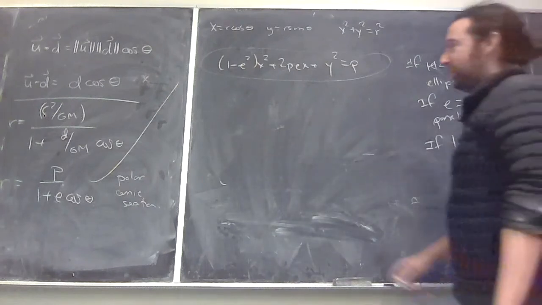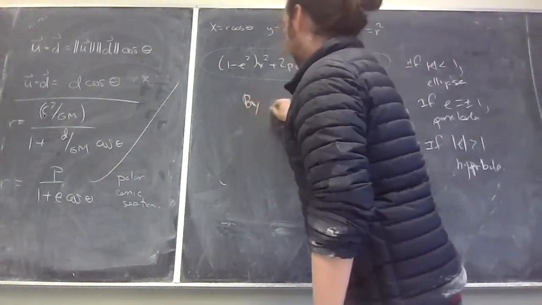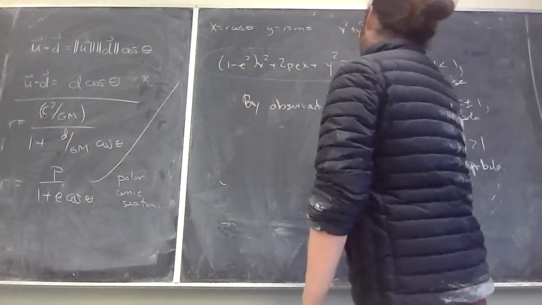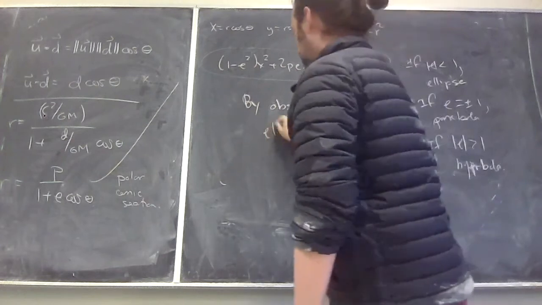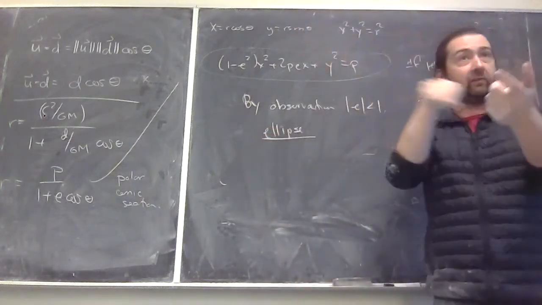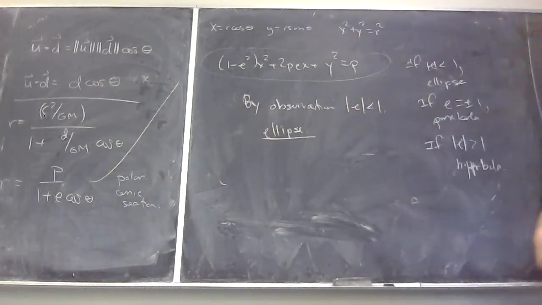So by observation, the absolute value of E is less than 1, because we're going to make the assumption that we've got a closed orbit. The objects are coming back around again. It's not a trivial assumption, because comets travel on these paths. A lot of objects in the solar system travel on non-closed paths or ellipses with high eccentricity.